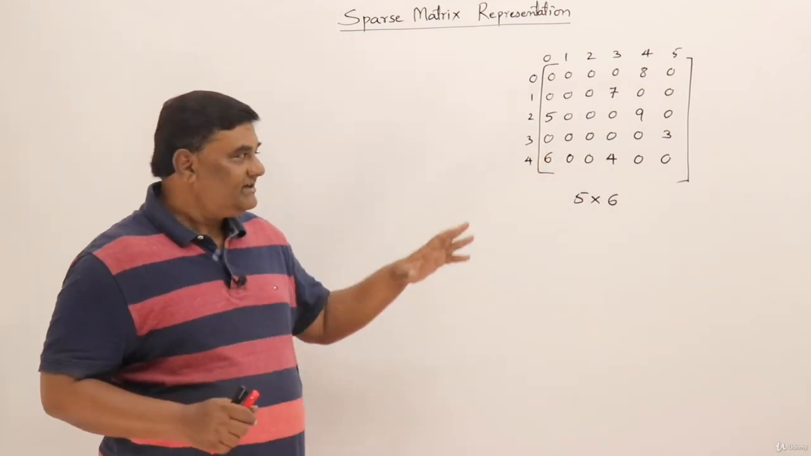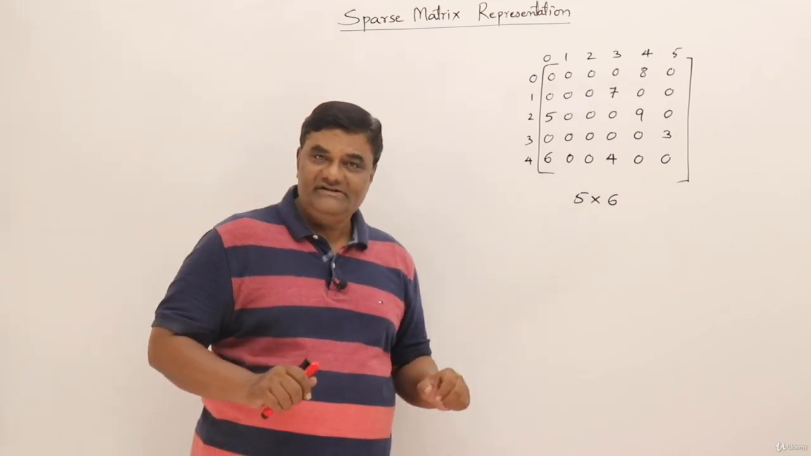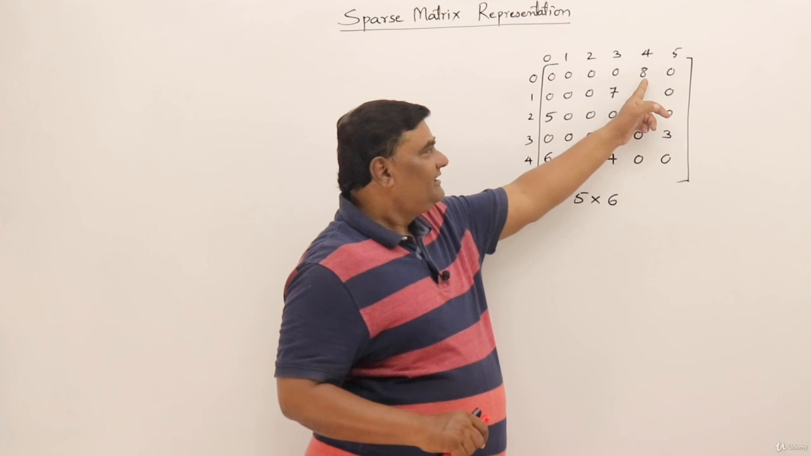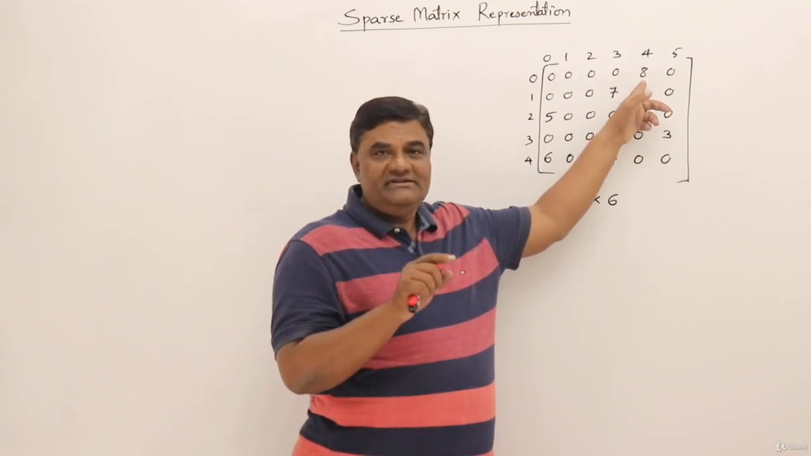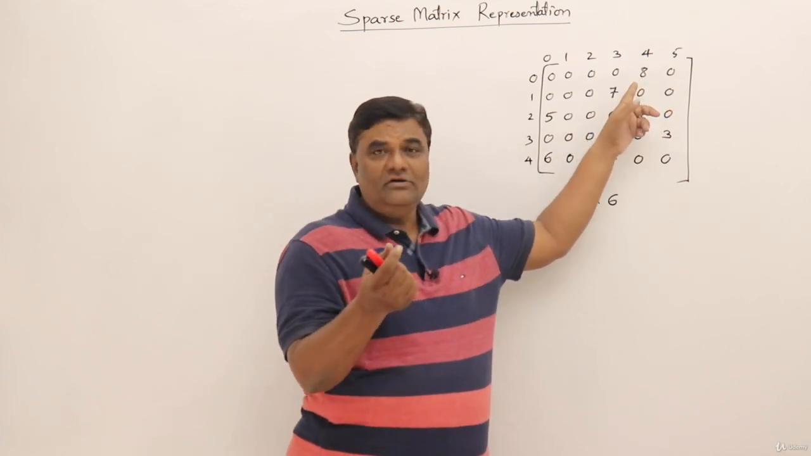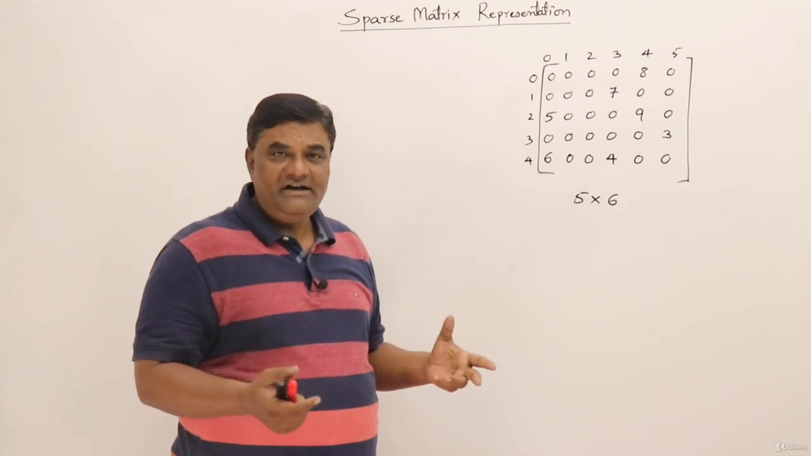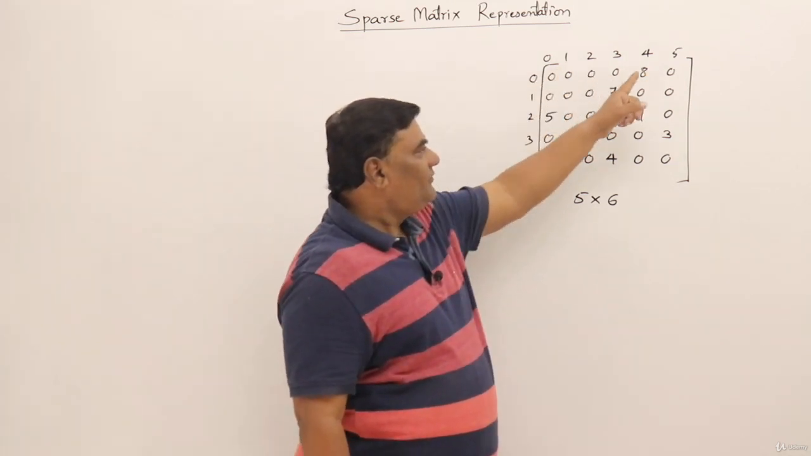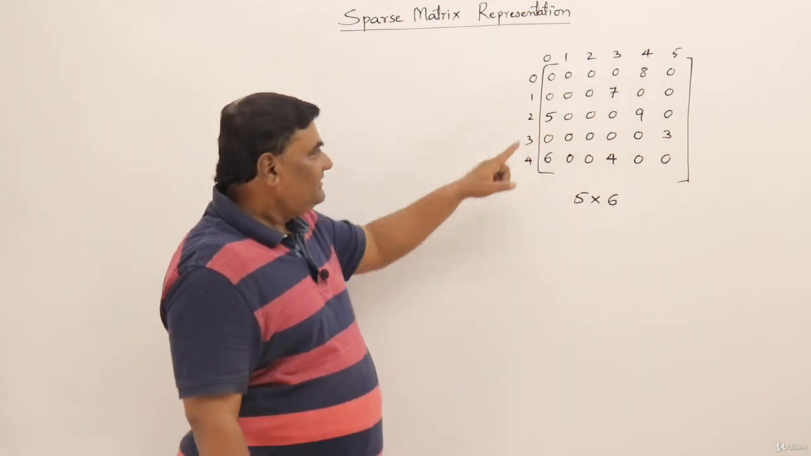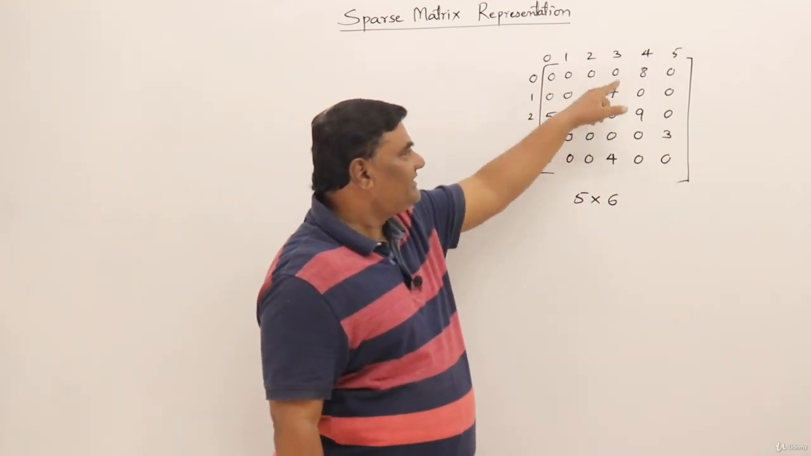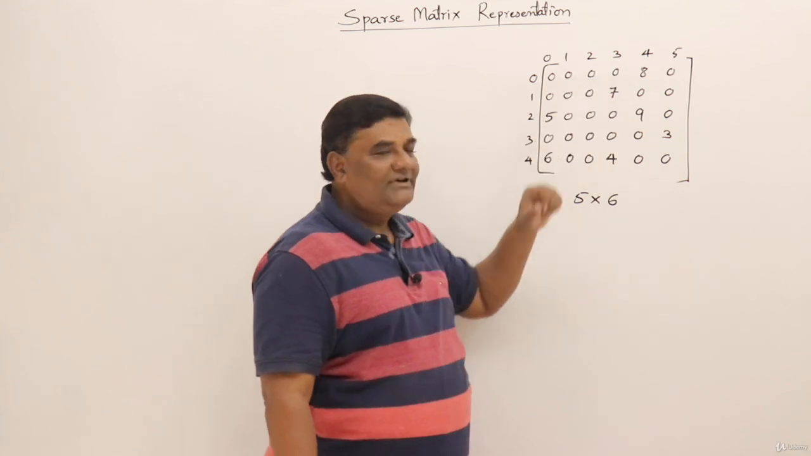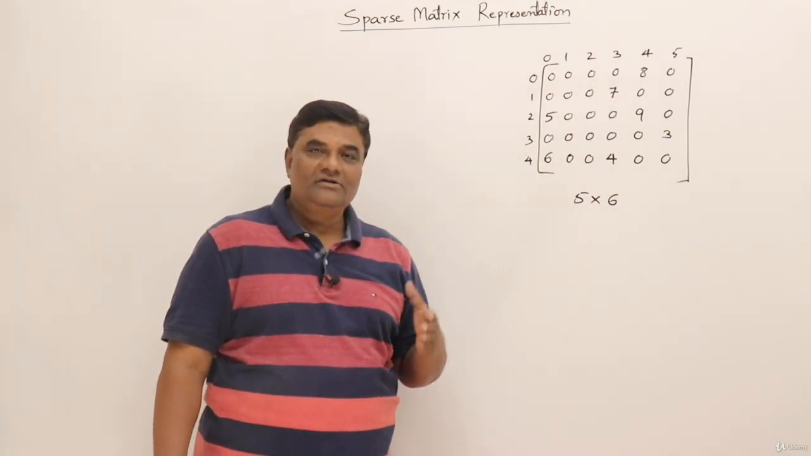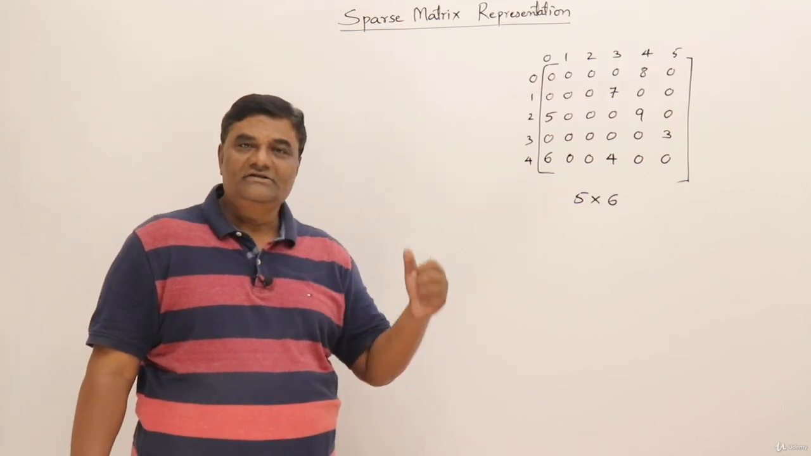So for representing a sparse matrix, we want to avoid storing zeros. We want to store only non-zero elements. For example, if I take this element, this is non-zero. So for representing it, we should know what that element is, and also where it is in the matrix. For that, I should know the row number and column number. So 0, 4 is 8 and this 7 is at 1, 3: first row, third column, value is 7.